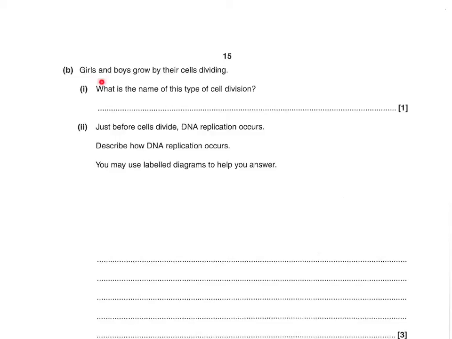Next question says, girls and boys grow by their cells dividing. What is the name of this type of cell division? So that is mitosis. And the next question says, just before cells divide, DNA replication occurs. Describe how DNA replication occurs. You may use labeled diagrams to help your answer.